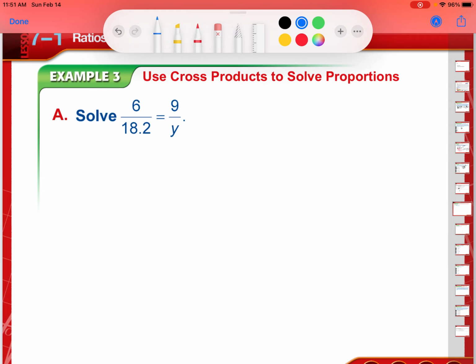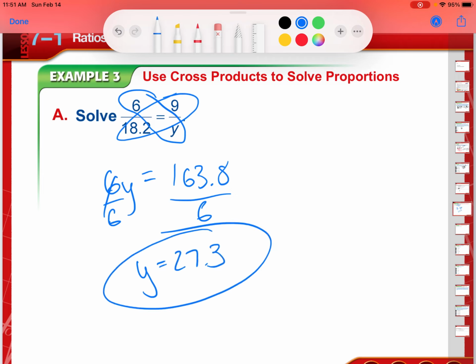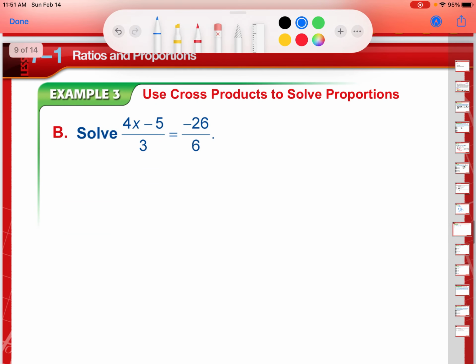This should look familiar, so I'm going to move rather quickly through this. So we cross multiply, we get 6y equals 9 times 18.2, which would be 163.8. Then, of course, we would divide by 6, and we would get y equals 27.3. Cross multiplication, not that bad. One of my favorite tools, actually.